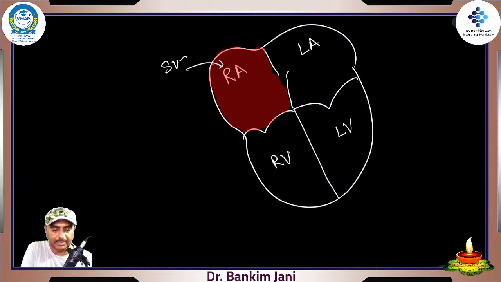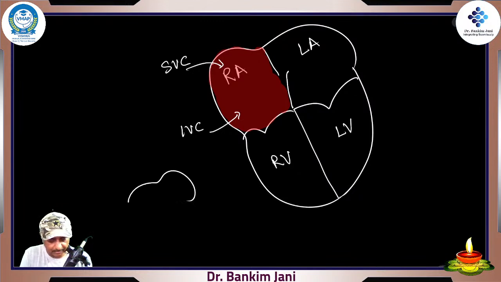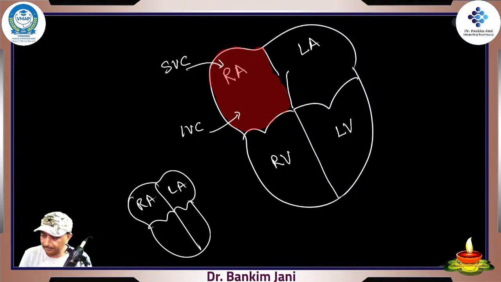So superior vena cava, inferior vena cava, they are sending the blood. So here comes the third change. And this change is, when we'll be studying anatomy of atrium, that is heart, this is right atrium, this is left atrium.